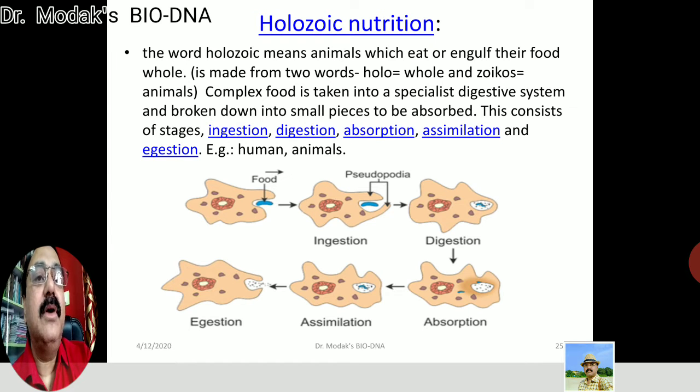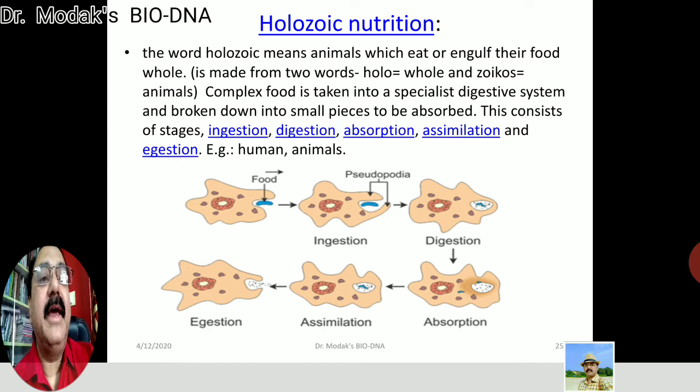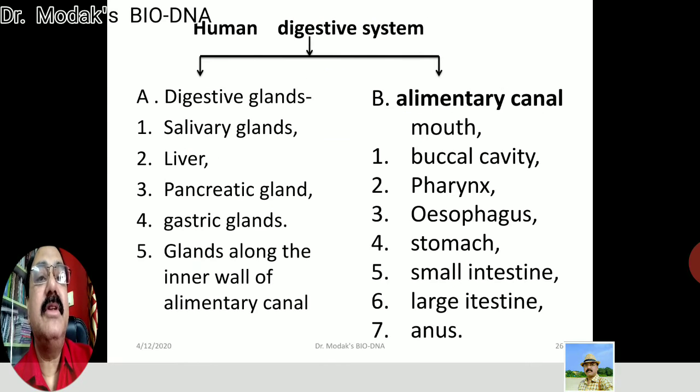So this type of holozoic nutrition is a typical example of animals. Animals follow that. In this context, we are also going to discuss the human digestive system. And here is one summary chart I have shown you, that the human digestive system is one of the most important parts. It consists of 2 aspects, digestive glands and the alimentary canal. What are the digestive glands associated with the digestive system? We have to understand, friends, here.